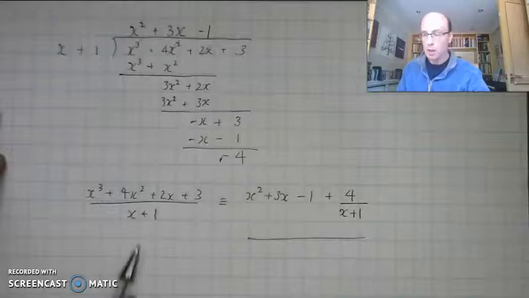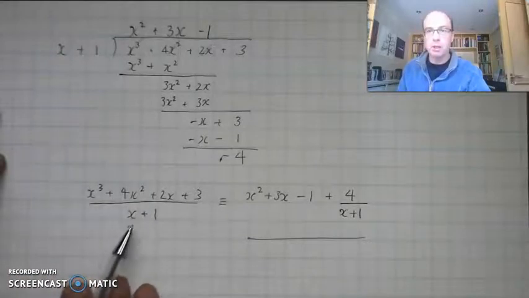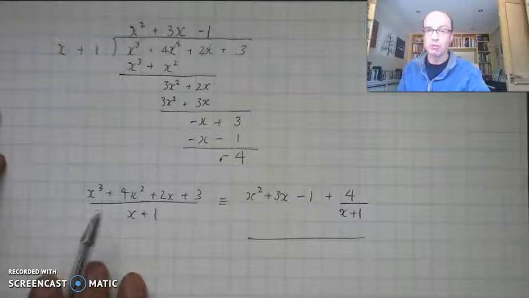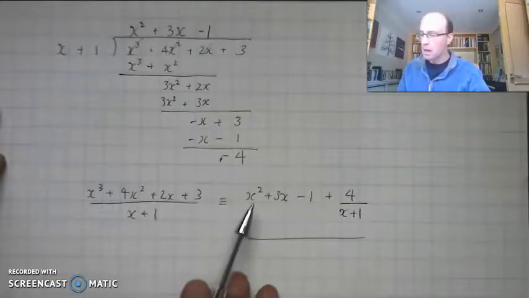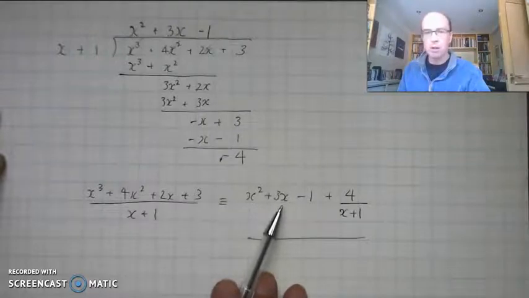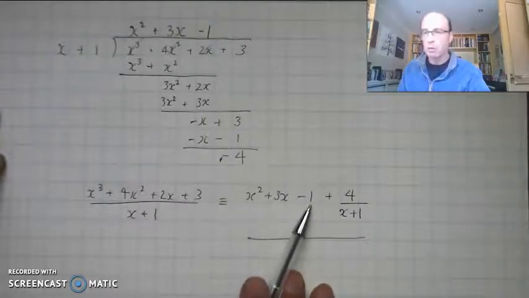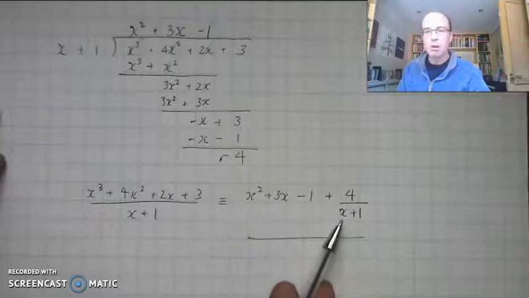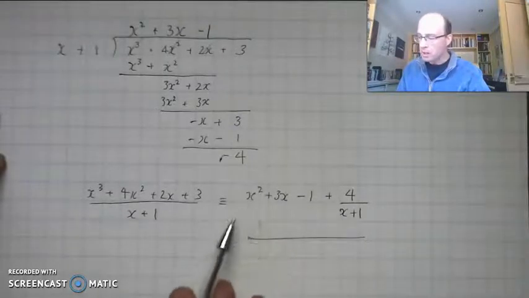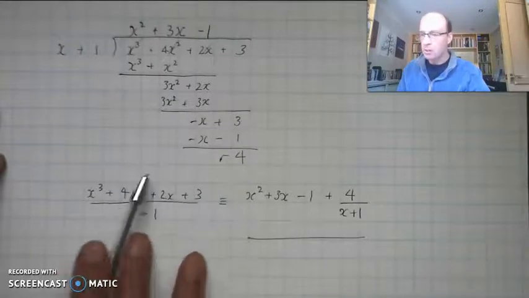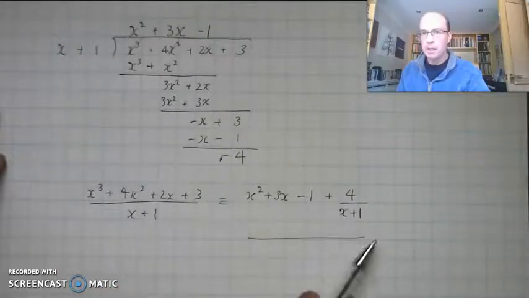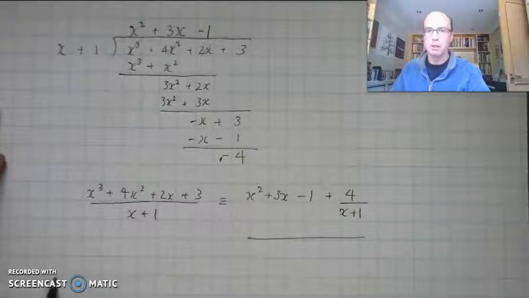Why have we done this? Well, if I wanted to integrate this expression on the left, really difficult. Very, very hard. But have a look at the terms we've got on the right hand side. I can integrate x squared, I can integrate 3x, I can integrate minus 1, and I can integrate 4 over x plus 1. So this is really easy to integrate. This is rock hard. So we've taken something that's really complicated, and made it into something much simpler that we can now integrate.